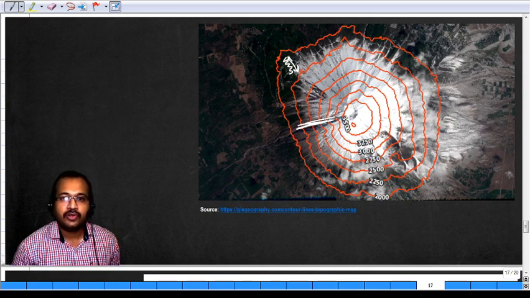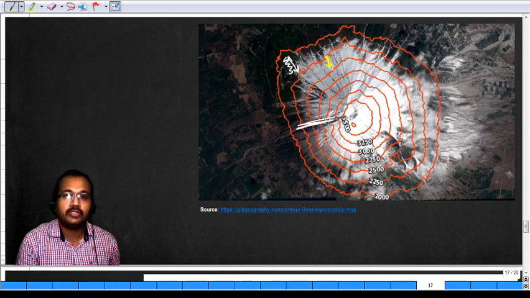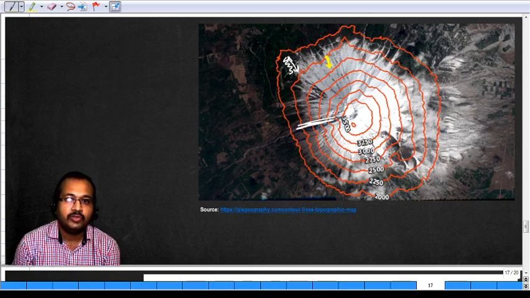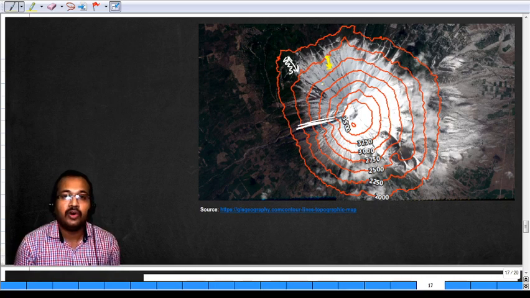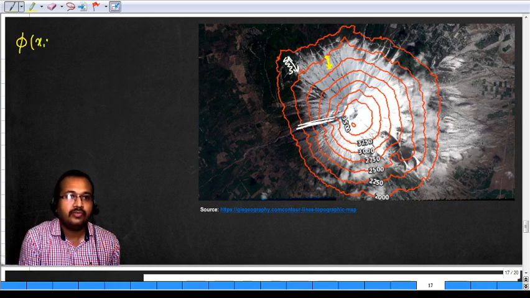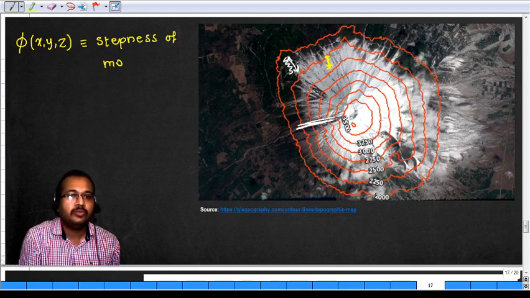So how do we find the value of the gradient at each particular point? Suppose we take a point on the scalar function here, and if we find the gradient, then the gradient will be directed towards the peak, where the steepness of the mountain is very high. So the direction will be the direction of the vector, and the magnitude of this vector will be the value of the steepness of the function. If we consider phi with respect to variables x, y, z, it represents the steepness of the mountain.